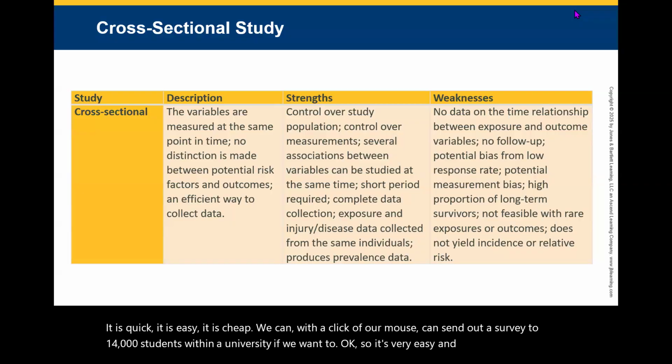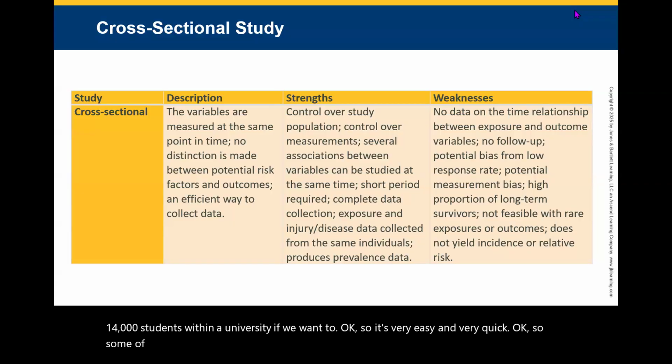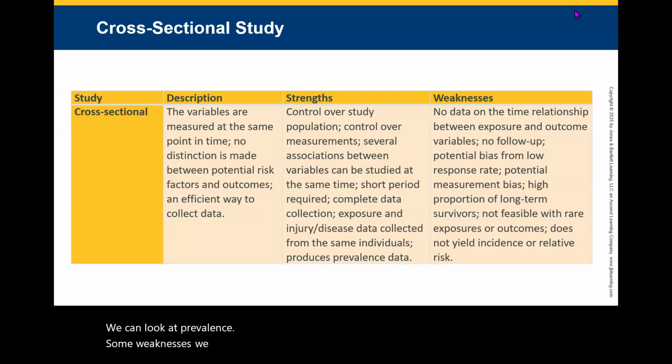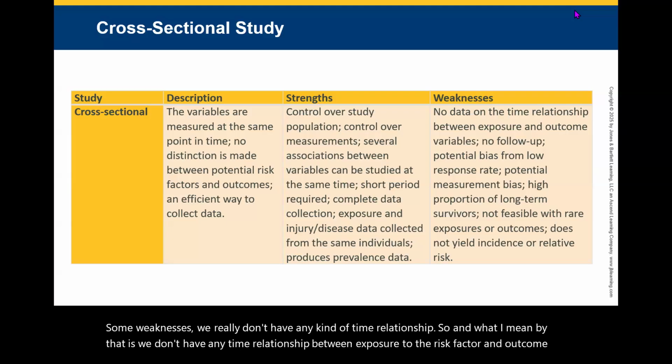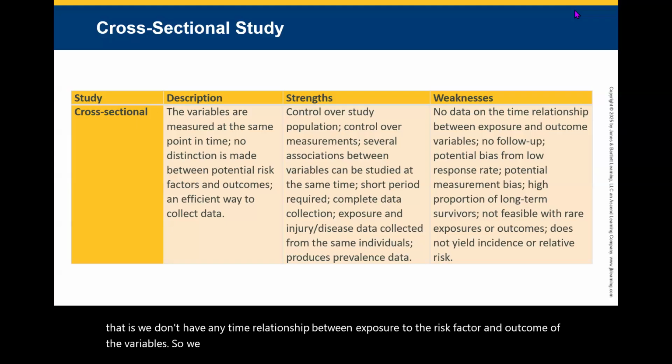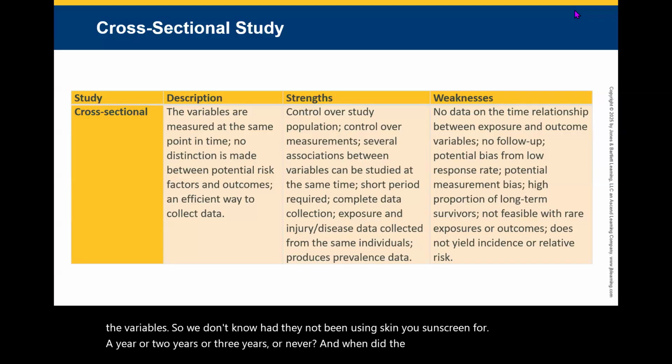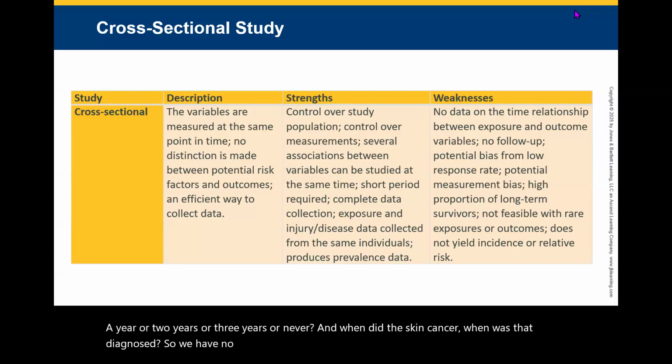Okay. So some of the strengths, it gives us control over the study population, over the measurements. We can look at prevalence. Some weaknesses, we really don't have any kind of time relationship. And what I mean by that is we don't have any time relationship between exposure to the risk factor and outcome of the variables. So, we don't know, had they not been using sunscreen for a year or 2 years or 3 years or never, and when was the skin cancer diagnosed?